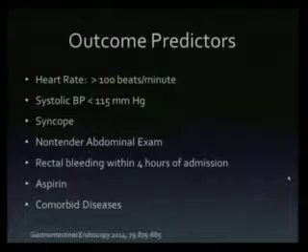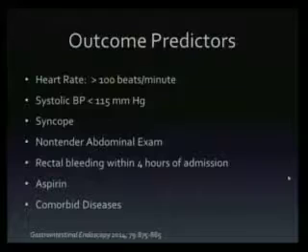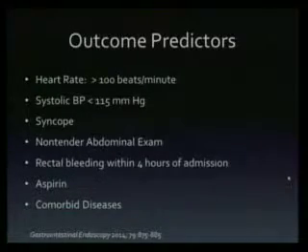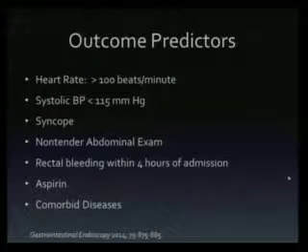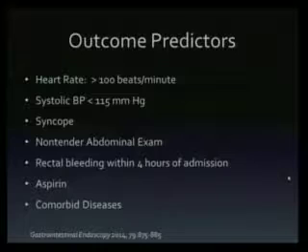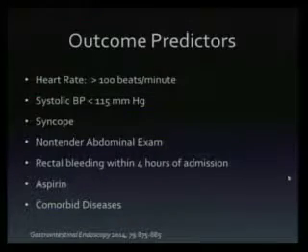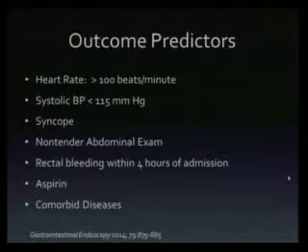So other outcome predictors that we can use for GI bleeding, and these are pretty obvious. If you're tachycardic, if you have a low systolic blood pressure, if that individual has a syncopal episode, if they have a non-tender abdominal exam, that's good. If they have rectal bleeding within 4 hours of their admission, that's not a good sign. If they have use of aspirin or they have a comorbid disease process, those are things that point to an individual who may be at risk of having difficulty or may need closer evaluation.